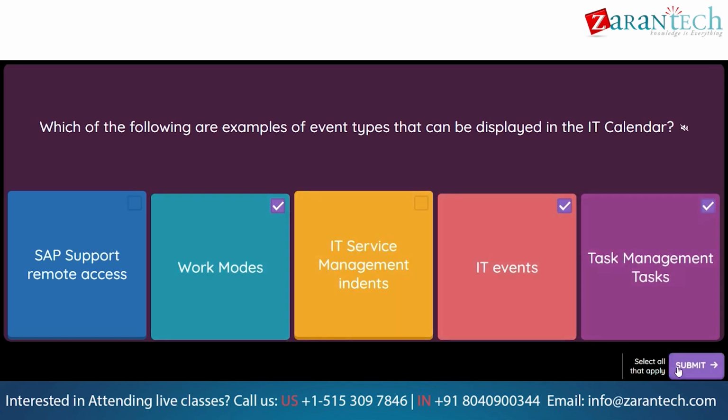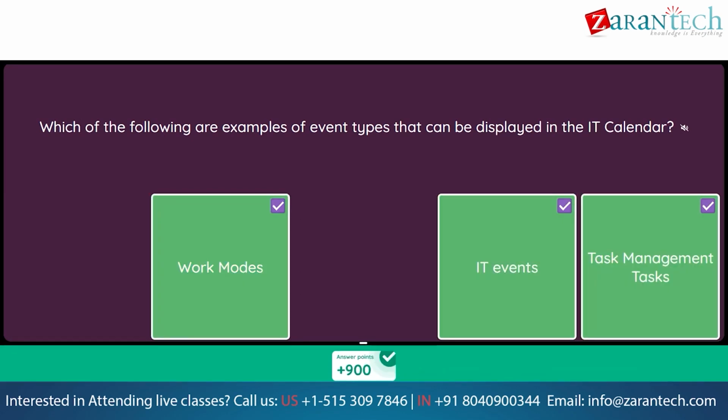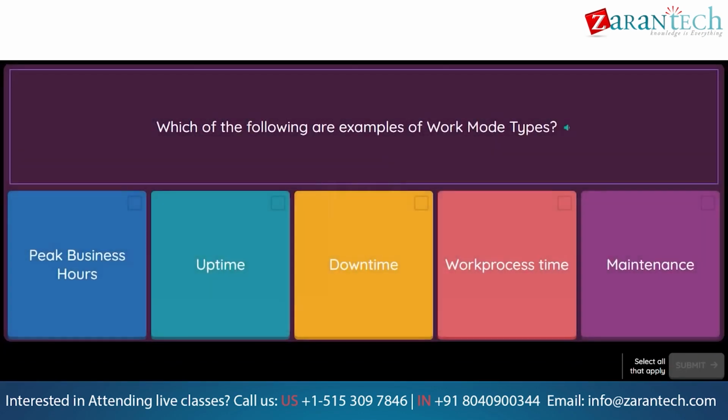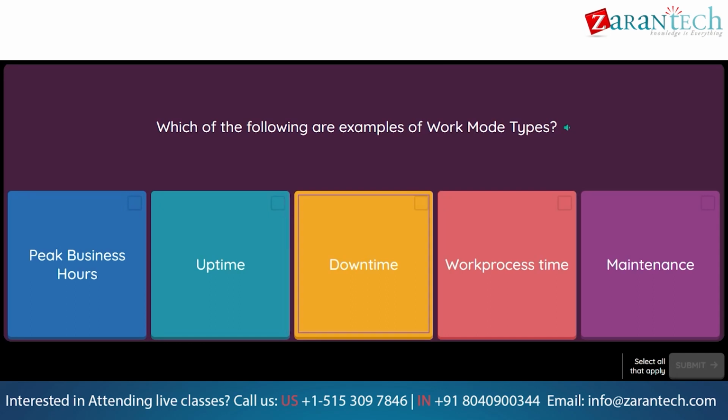Question: Which of the following are examples of work mode types? Option 1, peak business hours. Option 2, uptime. Option 3, downtime. Option 4, work process time. Option 5, maintenance.